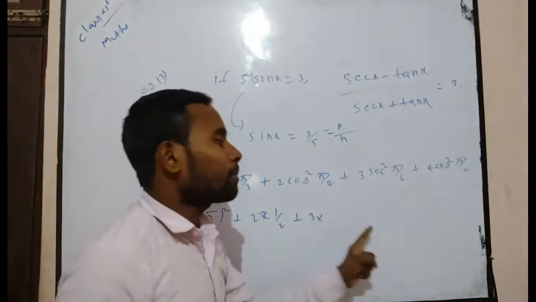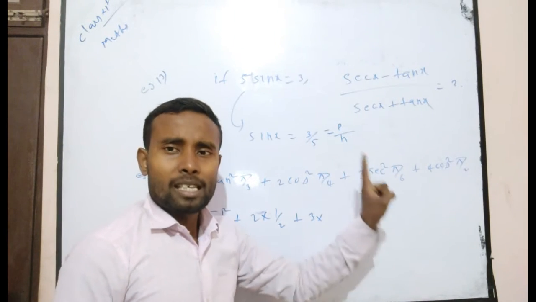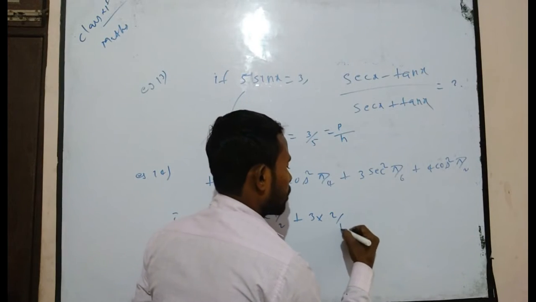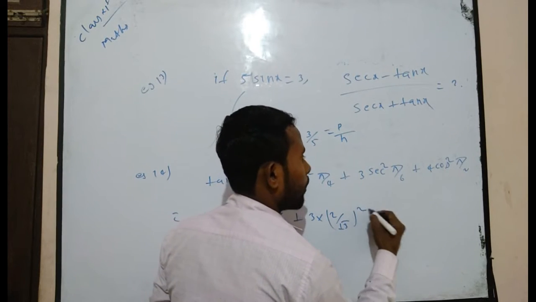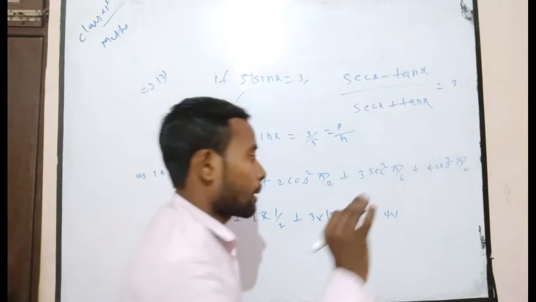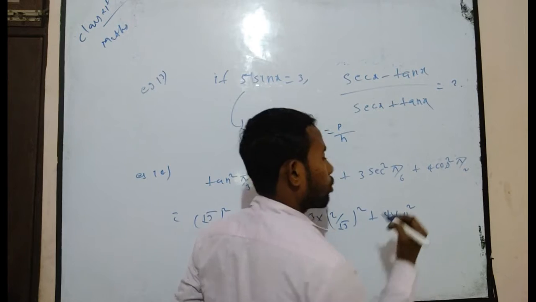Sec 30 means the reciprocal of cos 30. Cos 30 is sin 60, so it becomes (2 by root 3) whole square. So you can write (2 by root 3) whole square plus 4 into cos square pi by 2. As you know, cos pi by 2 will be 0, so you can write 4 times 0 whole square.